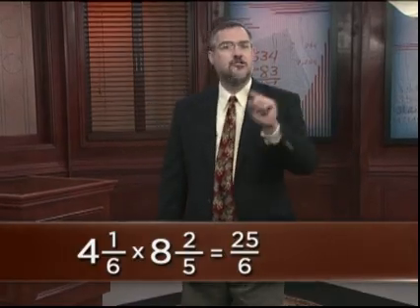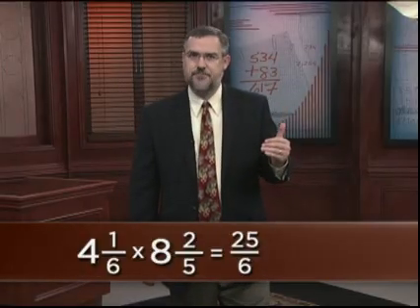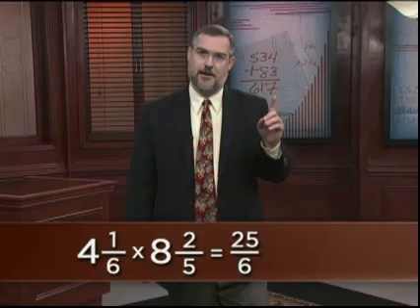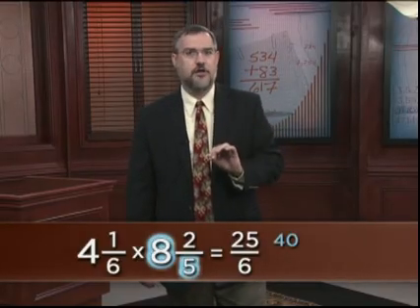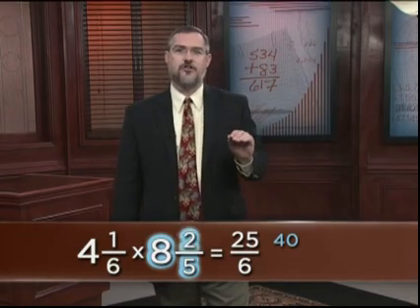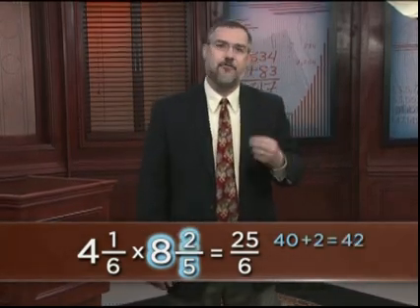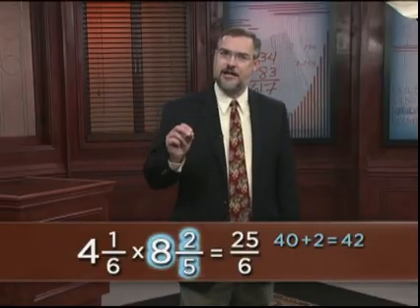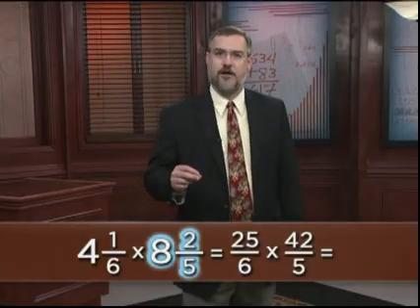Excellent. Now let's look at the other mixed number, 8 2/5. That can also be rewritten as an improper fraction by multiplying the 8 by 5 to get 40. 8 times 5 is 40. And then add the 2 that's in the numerator. 40 plus 2 equals 42. That 42 tells you that the mixed number 8 2/5 is the same as 42 over 5.